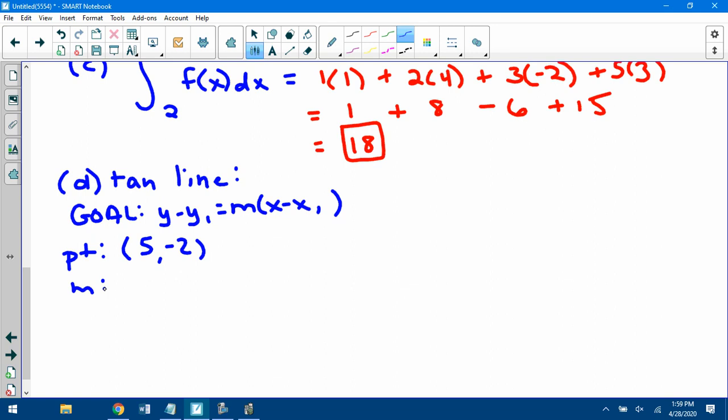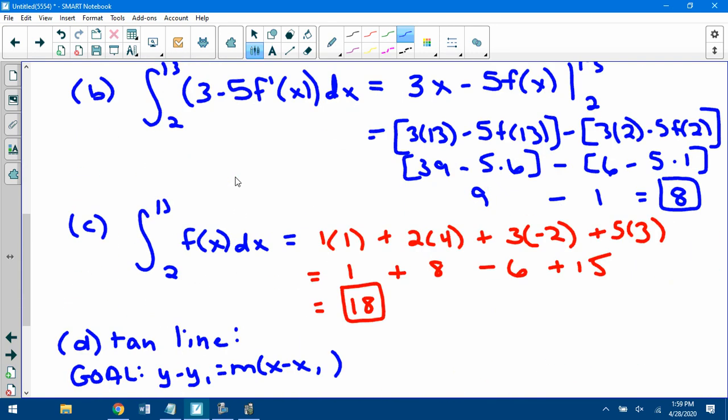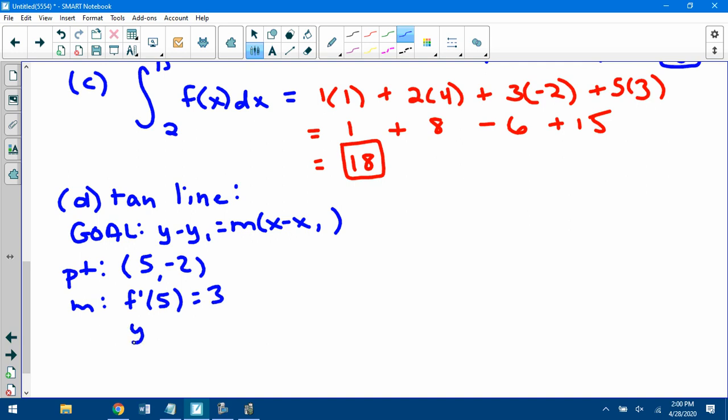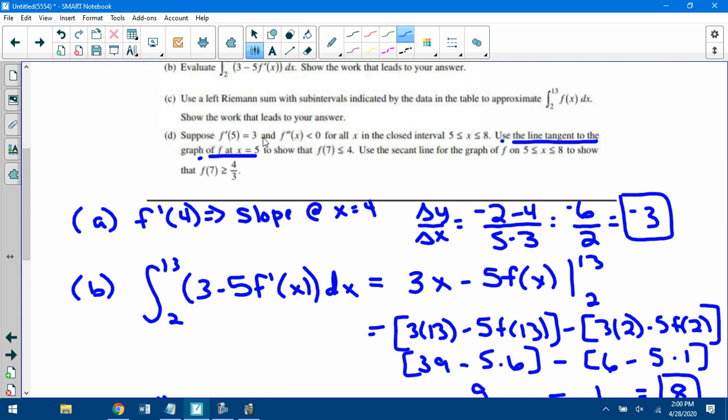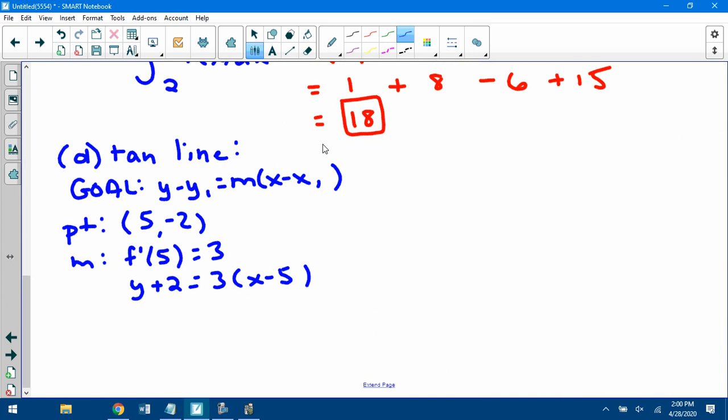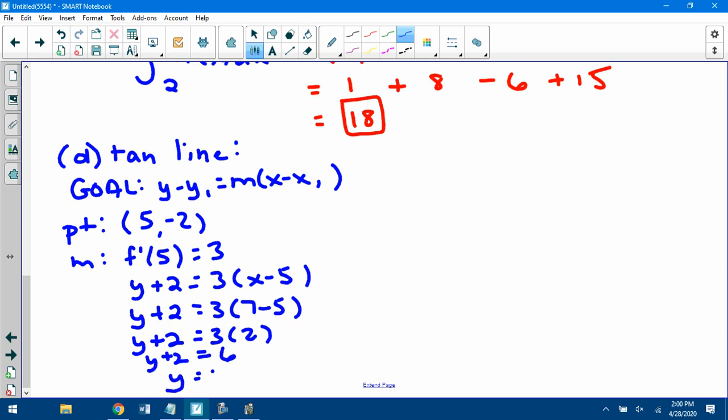How would I find the slope? That would be f prime of 5. Did they tell me that? Yup, it's 3. So y plus 2 equals 3 times x minus 5. All right, so I've at least got a tangent line. We want to show that f of 7 is less than or equal to 4. So it sounds like I want to use the tangent line, plug in 7 for x. What do I get if I plug in 7? Y plus 2 equals 3 times 7 minus 5. Y plus 2 equals 3 times 2. So that's 6. So y equals 4.